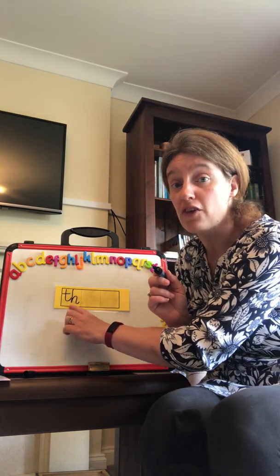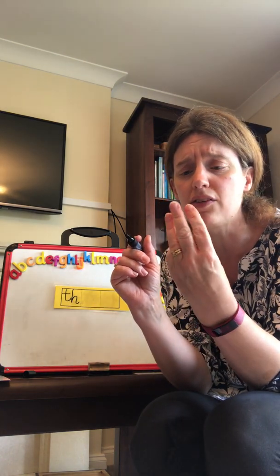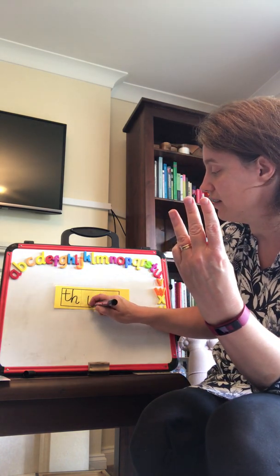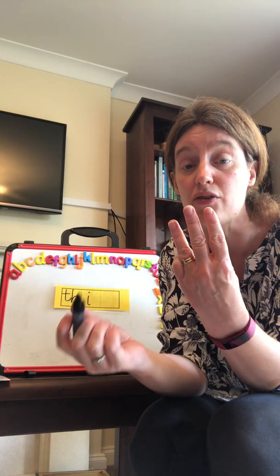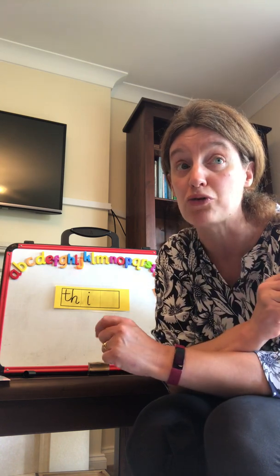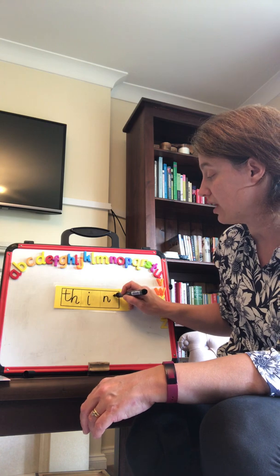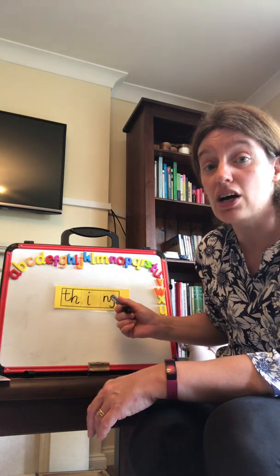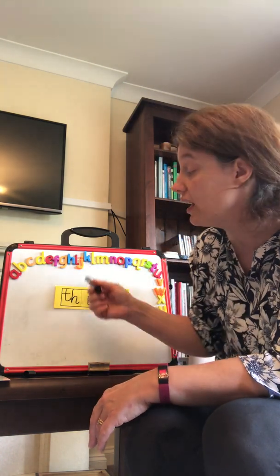Do we need our th for "thing"? Keep it in your phoneme frame. What was the middle sound? It was that I, the only phoneme. The other two sounds are digraphs. Th, i, ng. Can anyone remember how to write the ng? An N and a G. Brilliant, fantastic. Thing.